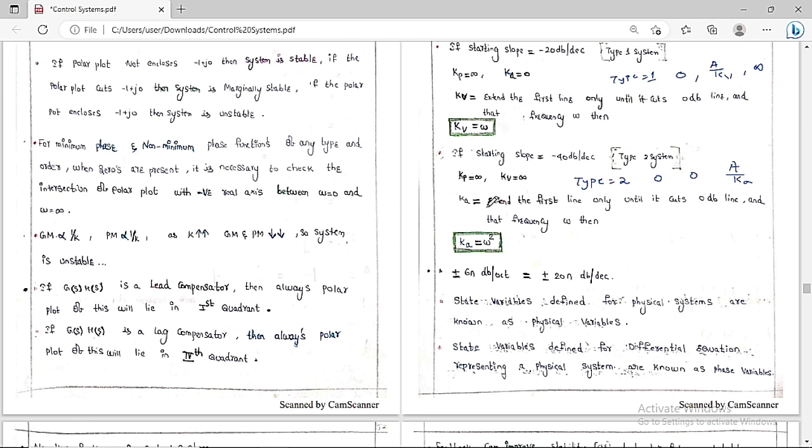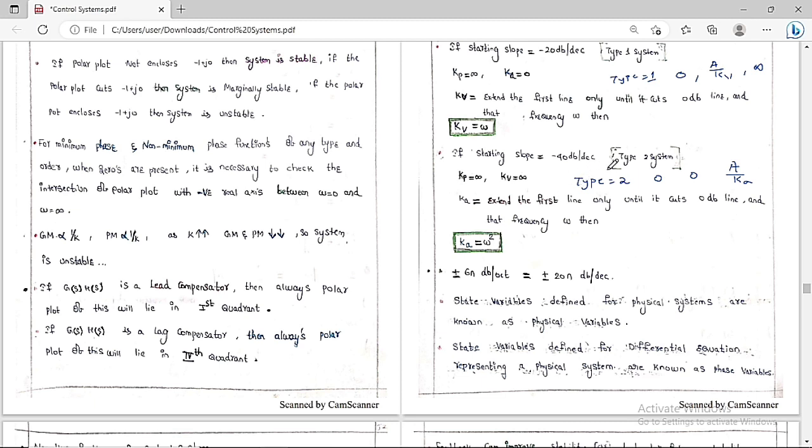Now we have to get the value of A by Ka. The Ka value we need to figure out. So extend the first line until it cuts the 0 dB line, and that frequency is called omega. So Ka is equal to omega square. Here, whatever the minus 40 decibels per decade initial slope line is, just extend that line until it cuts the 0 dB line. So what is the frequency omega? Try to figure it out from the Bode plot. Ka is equal to omega square. Substitute this here and you will get the steady state error for the parabolic input.